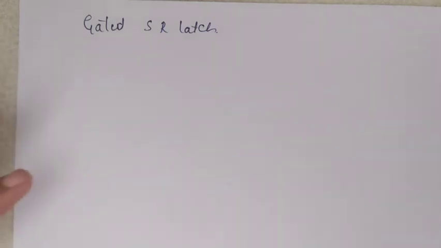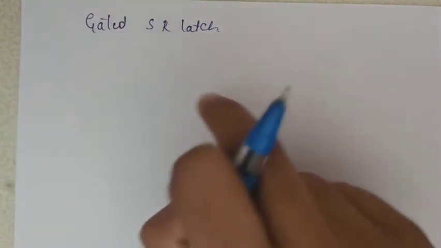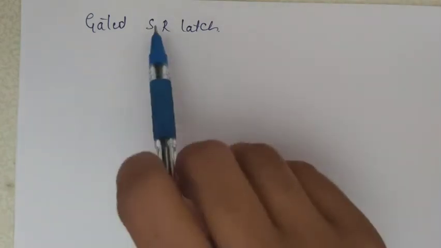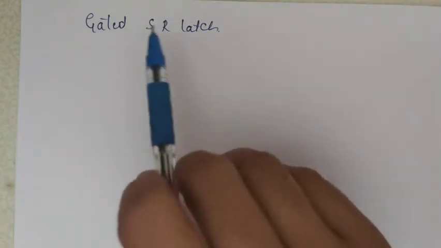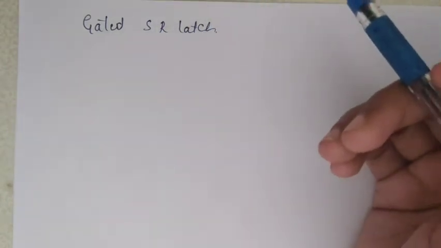So today's topic is gated SR latch. Simply, an SR latch produces output when there is a change in the input. Whenever there is a change in the input, automatically the output will change. Now we will study this.